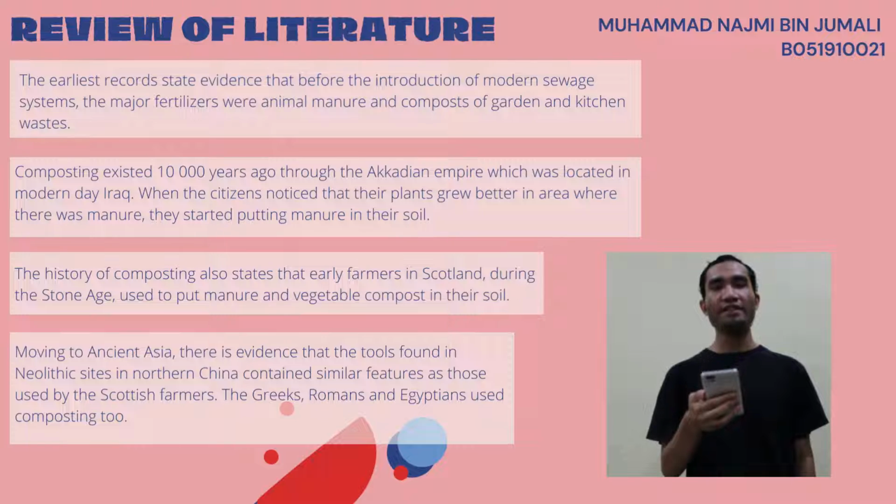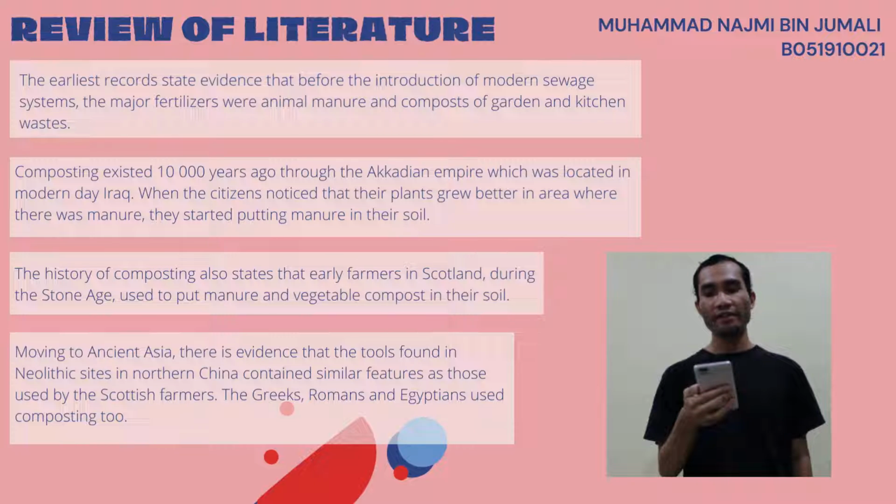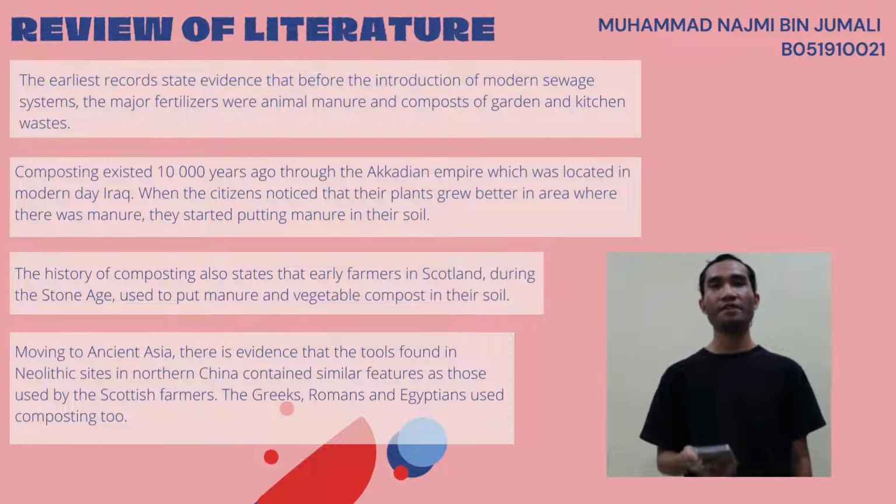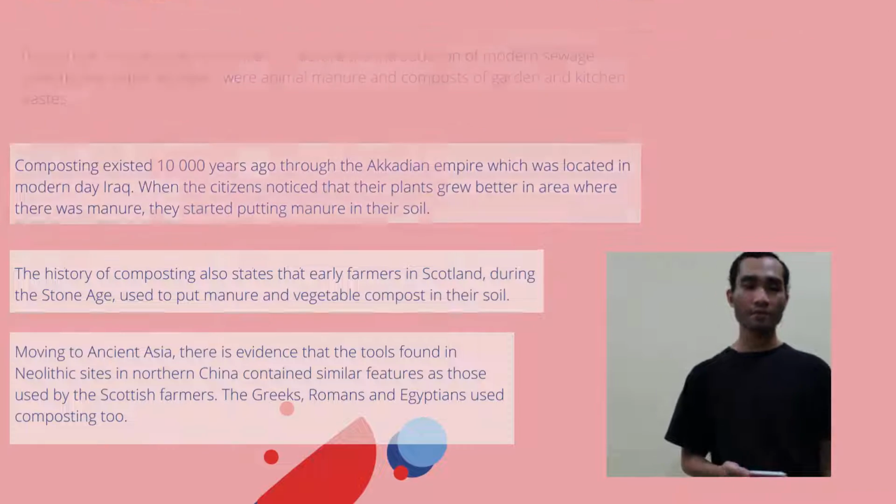Next, moving to ancient Asia, there is evidence that tools found in Neolithic sites in northern China have similar features to those used by the Scottish farmers. The Greeks, Romans, and Egyptians used composting too.